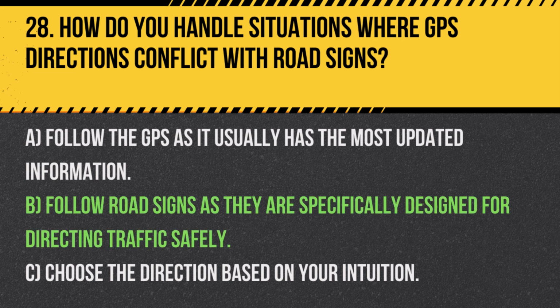Answer: B. Follow road signs as they are specifically designed for directing traffic safely. Road signs are authoritative over GPS in terms of immediate road conditions and legal directions.